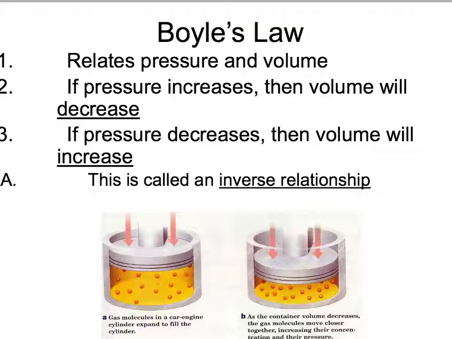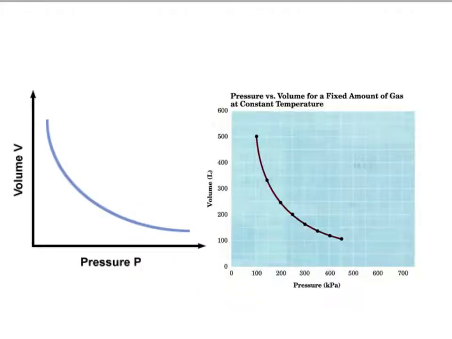All right, next one is Boyle's law, and Boyle's law relates pressure and volume. So if the pressure increases, volume decreases; if pressure decreases, volume will increase. This is an inverse relationship. All right, and the graph for an inverse relationship looks like this.